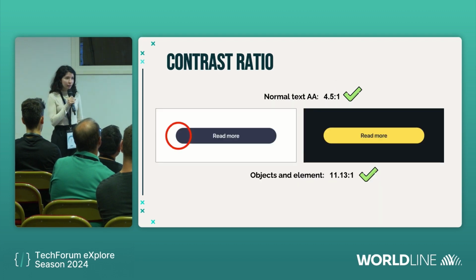How can we solve it? Easy. We need to check the contrast color of the text, but also of the background of that specific element, because you need that shape to be visible for everyone. If you don't do it, users will not understand that specific element. And that is when you have an accessibility problem.